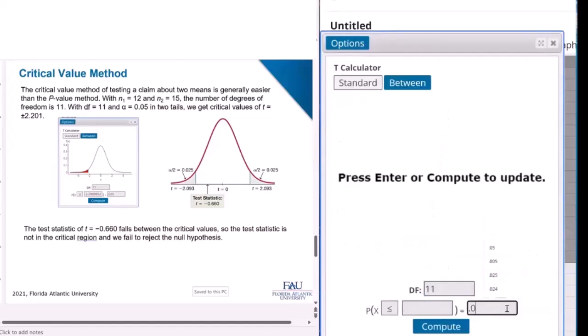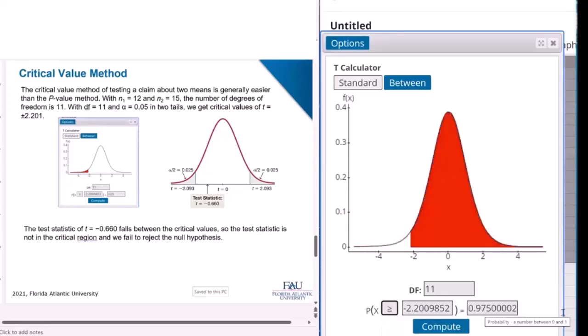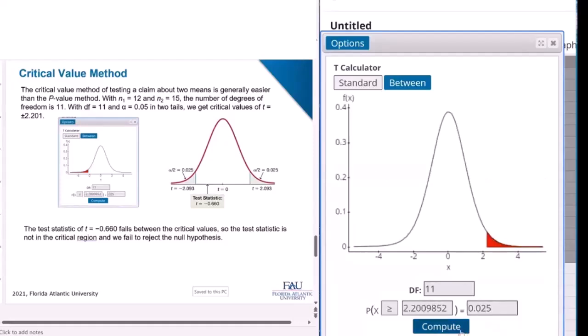I want to know what my t value is on the left side. It's going to give me a negative number. We get a critical value of t equals plus or minus 2.201, which is what we have here. Because it's two-tailed, I could also do greater than and put in 0.025. And I'll get the same exact value, only positive.